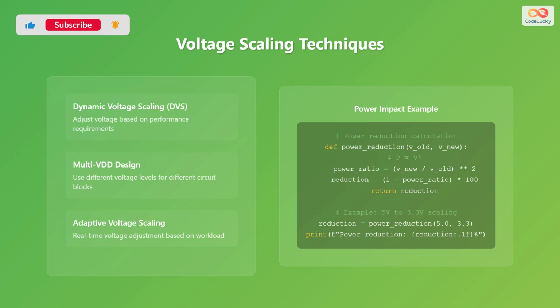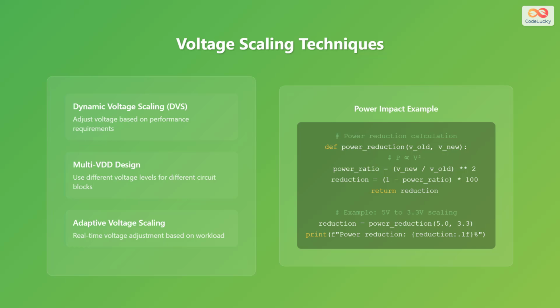Voltage scaling is an effective method for reducing dynamic power consumption since power is proportional to the square of the voltage. Dynamic voltage scaling, or DVS, involves adjusting the voltage based on the performance requirements of the circuit. Multi-VDD design uses different voltage levels for different circuit blocks, optimizing power consumption for each block. Adaptive voltage scaling involves real-time voltage adjustment based on the workload, further enhancing power efficiency. For example, reducing voltage from 5 volts to 3.3 volts can significantly reduce power consumption.